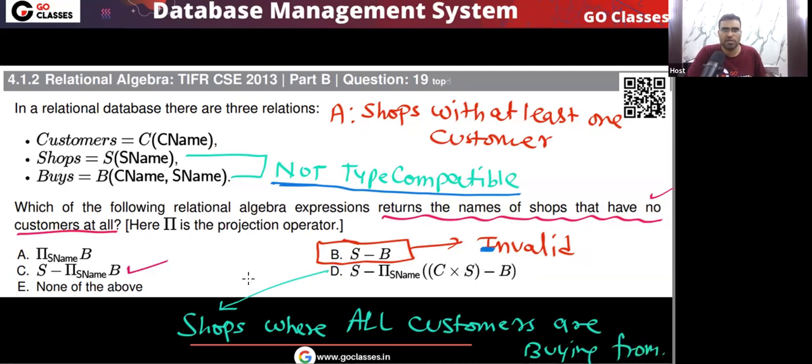Is this clear? So this is the complete analysis of this question. Actually, this is a very easy question, and the answer is option C. Very quickly, you can see the answer is option C. But I've given you the analysis of all the options, of option D also. What is option D? That is shops where all customers are buying from. Okay. Now let's move on.